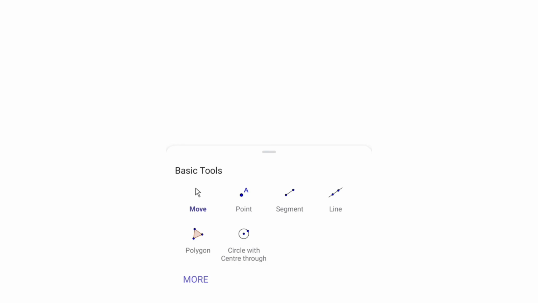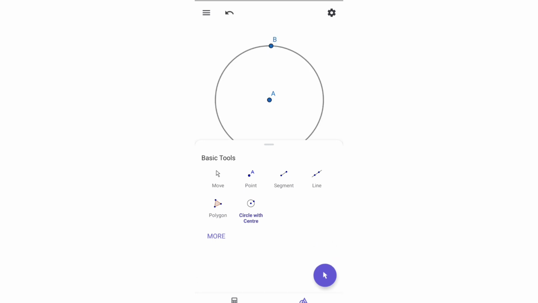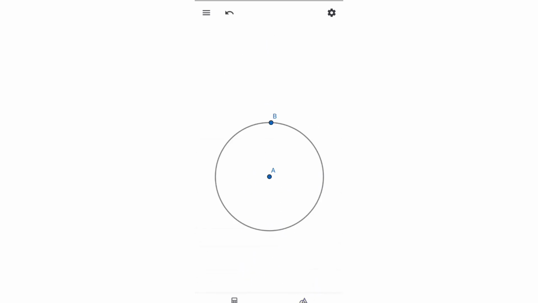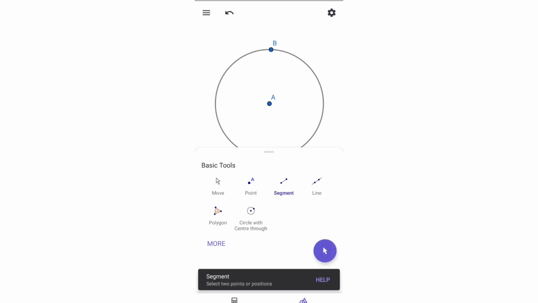Now we are familiar with the chords. Let us study the properties of chord. For that, I am drawing a circle and using the segment tool. Next I am drawing a chord inside a circle.